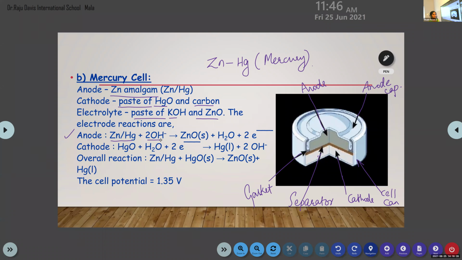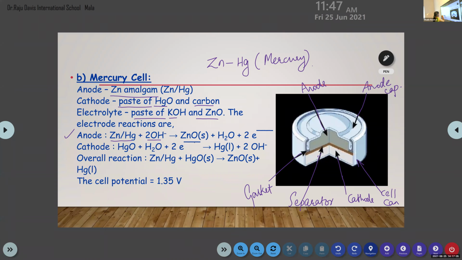We learned that the losing of electrons is considered as oxidation. Then addition of oxygen, or losing of hydrogen, is also considered as oxidation, right? Here this zinc receives oxygen. That's why this reaction becomes an oxidation reaction.